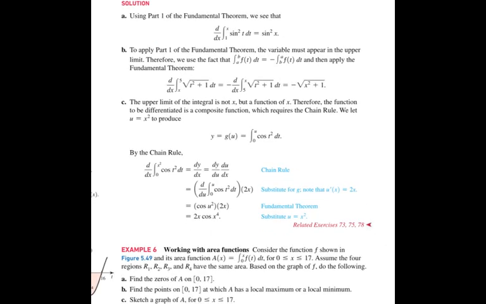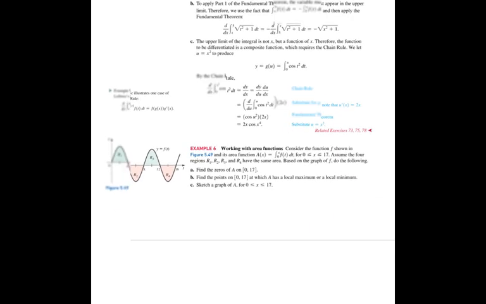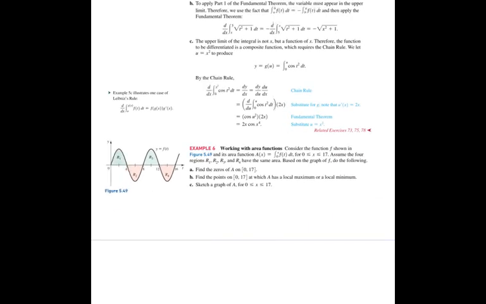Let me see. Okay, these four regions have the same area. Based on the graph, do the following. Find the zeros of A, the area function from 0 to 17. So it looks like the first one, okay, the zeros look like they occur at 0, 8, and 16, right? Because the net area.